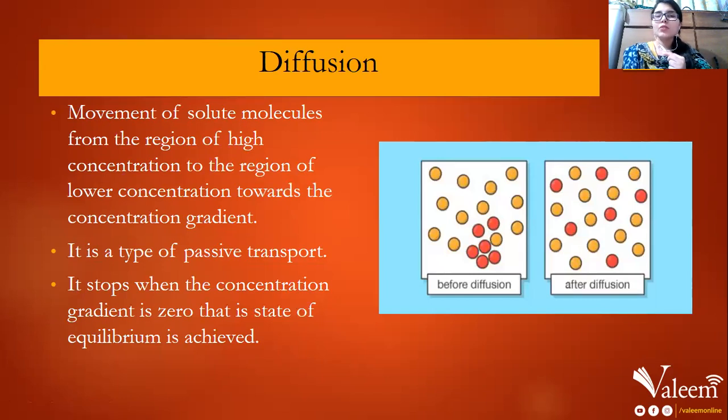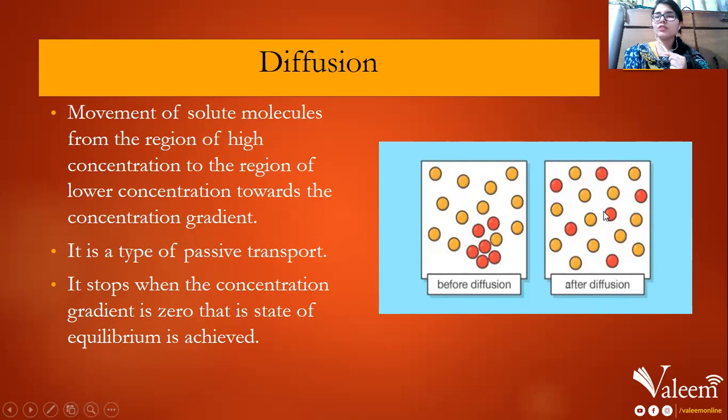It is a type of passive transport that we have discussed earlier, and it stops when the concentration gradient is zero. Observing this picture, over here there are more orange molecules as compared to red molecules. So the orange molecules start moving from this portion to this portion, and the red molecules maintain the same number. After a few minutes, the orange molecules are equally distributed with the red molecules.